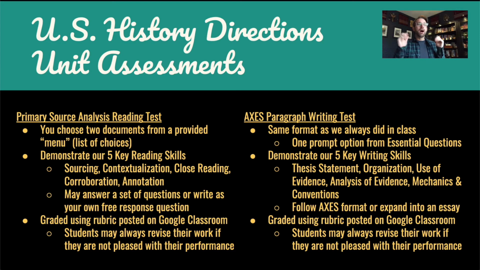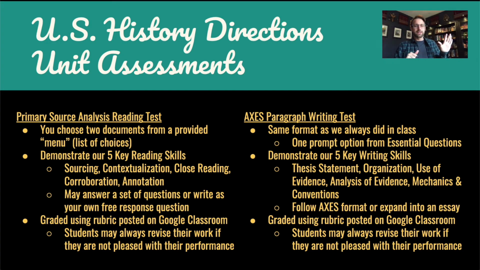The other 50% of your grade is AXES paragraphs, one per unit. Just like before, same format we've done before. I already pointed out which essential question is the prompt. As before, AXES format, doing a thesis, graded on how well you organize it, your use of evidence, how well you analyze the evidence, and how good the grammar and spelling and all those conventions are. The rubric is the same one that was used to grade all your other AXES paragraphs. That is posted on Google Classroom as well. And something kind of new here, if you're not pleased with your score, you can revise the AXES paragraph, resubmit it to be regraded.